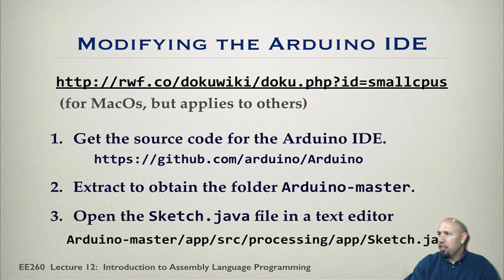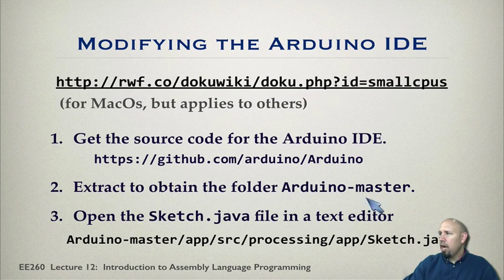So the first step is to go and get the source code for the Arduino IDE. This is where that source code can be found, and you can find it for Mac, Linux, and Windows, the various Windows varieties. You download the source code, and you extract the zip file to obtain the folder Arduino Master.